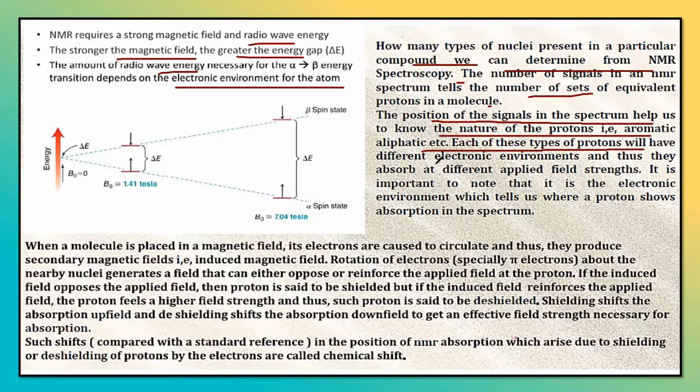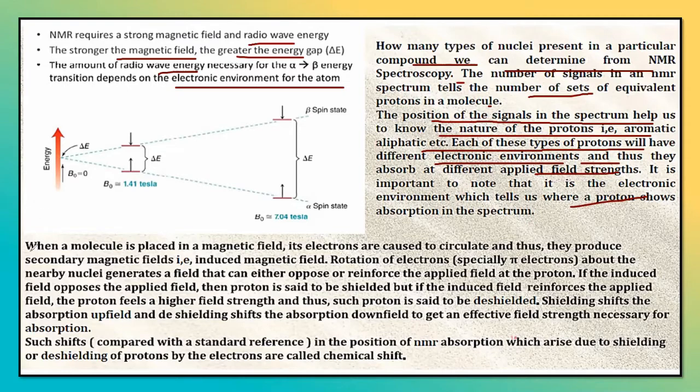Each of these types of protons will have a different electronic environment, and they will absorb at different applied field strengths. So different environments will give different peaks, and that we will examine to get our result.